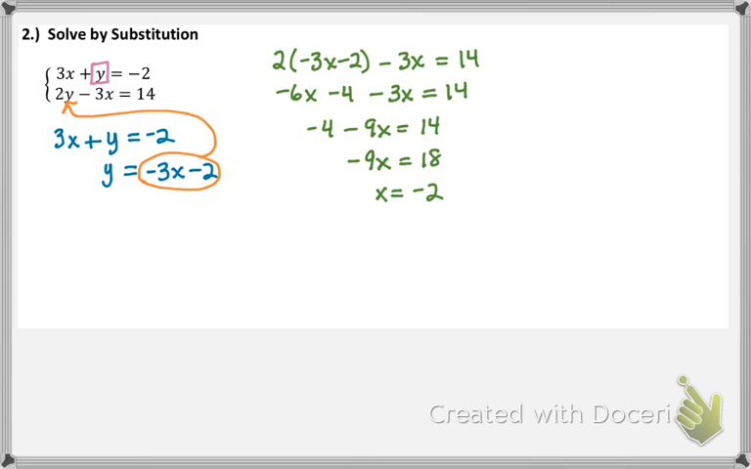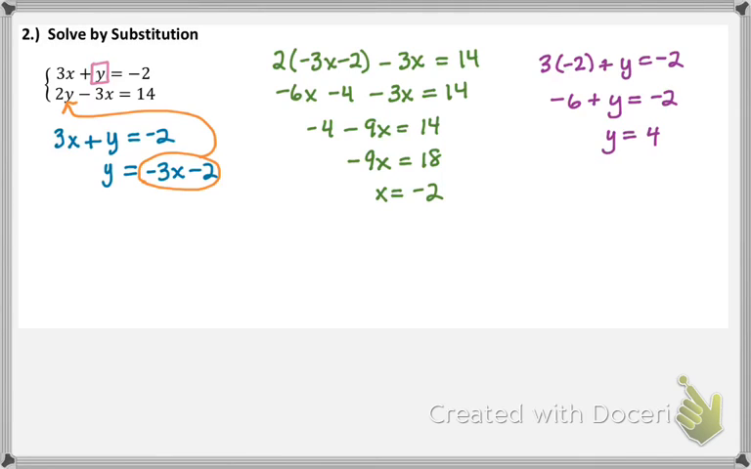So I'm going to pick the first one. That would be 3 times, instead of x, I'm going to put in negative 2, plus y equals negative 2. So that's negative 6 plus y equals negative 2. Add 6 to both sides. Y is equal to 4.